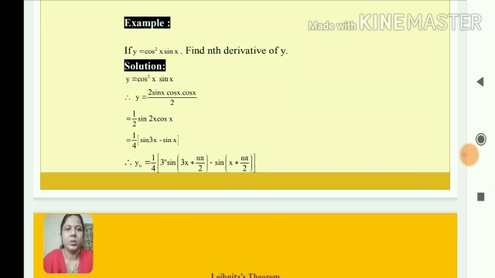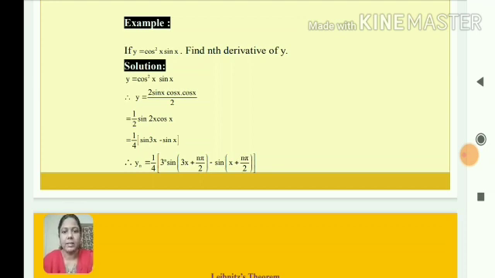Next is, if y is equal to cos square x into sin x, then find the nth derivative of y. Here the function is cos square x into sin x. We'll rewrite this function with some adjustments. We'll write cos square x as cos x into cos x, and multiply and divide by 2, so it becomes 2 sin x cos x upon 2. If we take 2 sin x cos x together, we have the formula sin 2x, so sin 2x is 2 into sin x cos x. So we rewrite it as 1 by 2 sin 2x cos x.